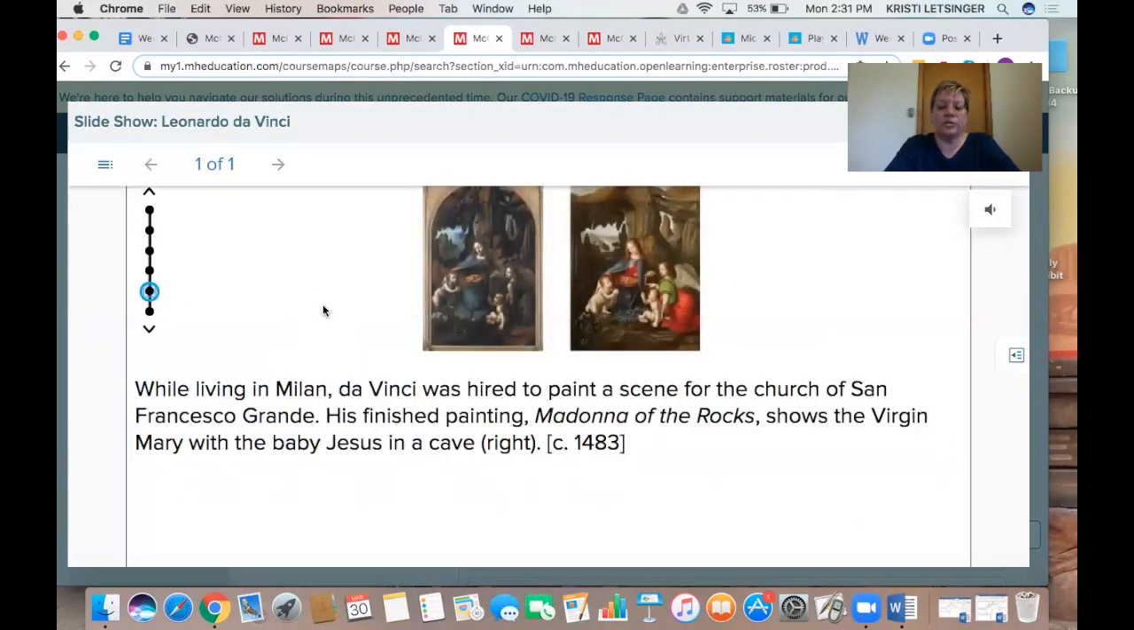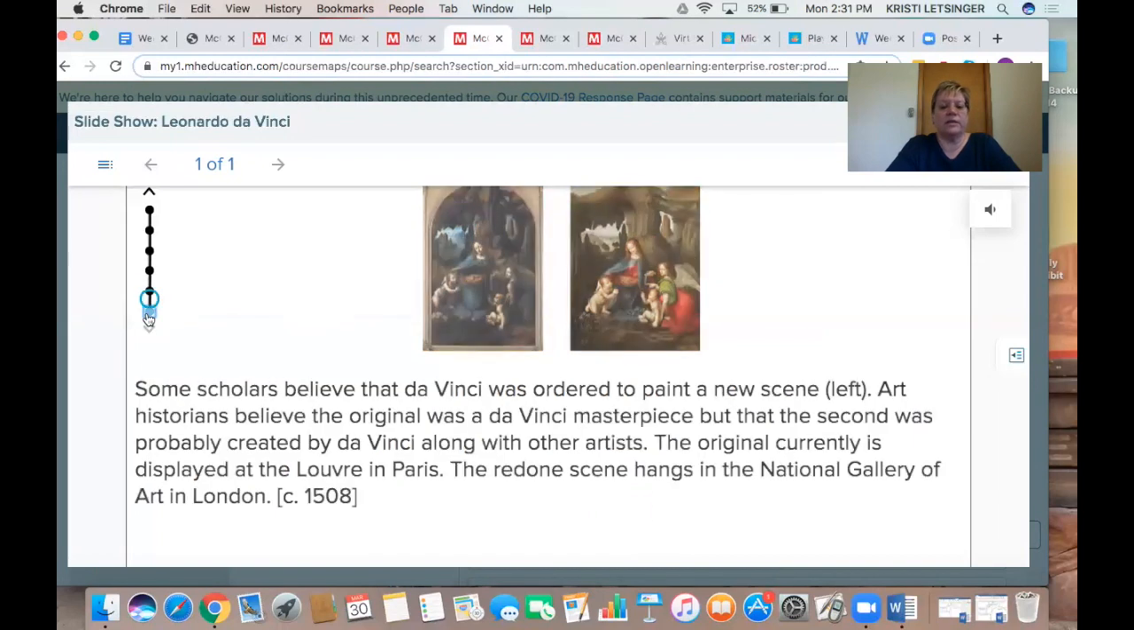These are two other pictures. He was hired to paint a scene for the Church of San Francesco Grande. This is called Madonna of the Rocks. This is another famous portrait of his, made around 1483.